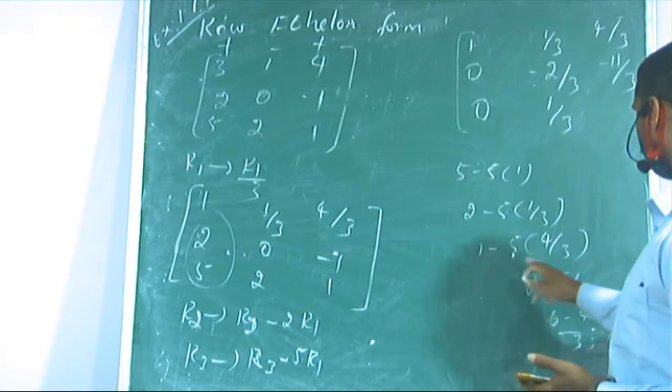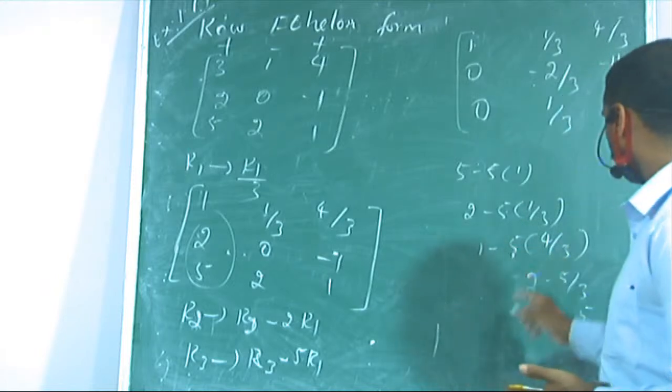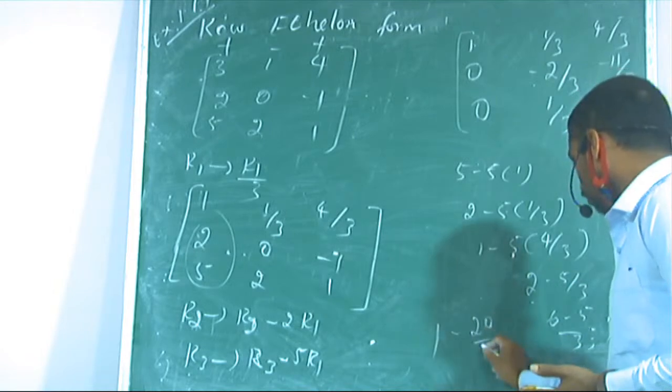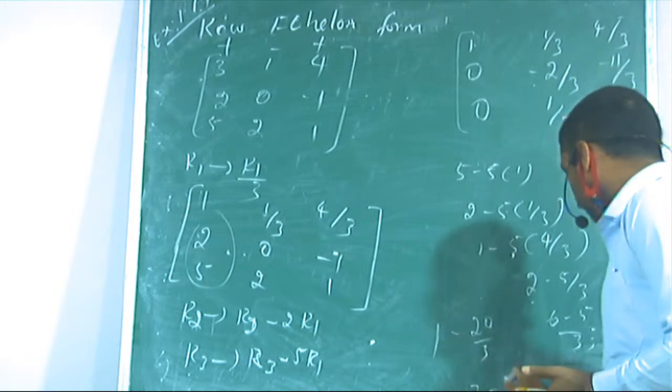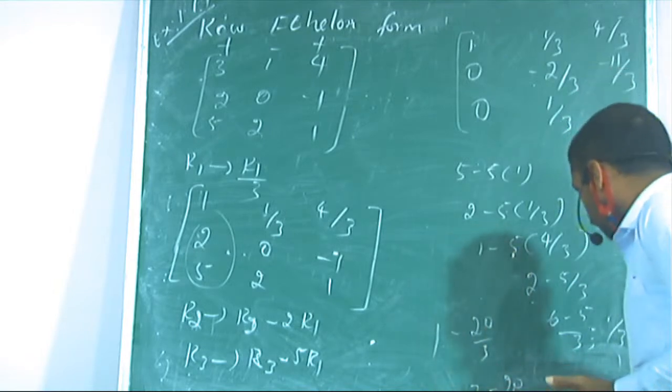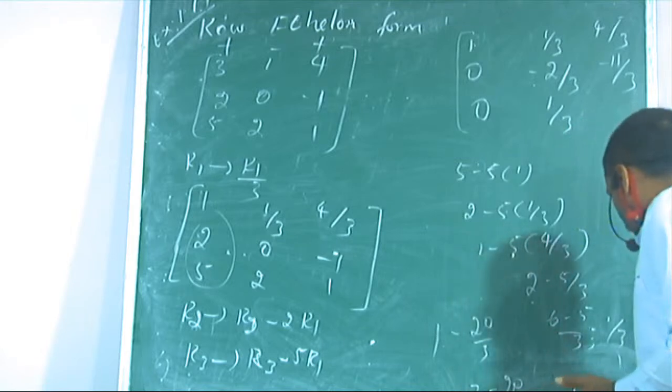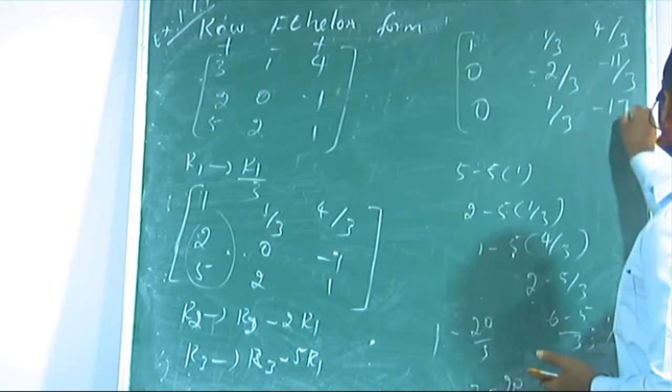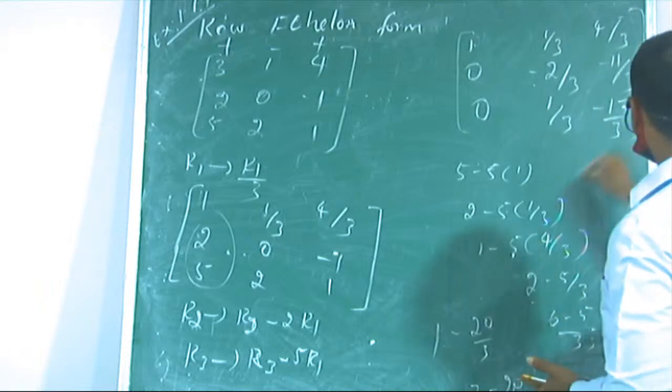Last term, 1 minus 20 by 3, because 5 into 4 by 3 is 20 by 3. Cross multiply, 3 minus 20 by 3 is equal to minus 17 by 3. This is actually minus 17 by 3. Okay.